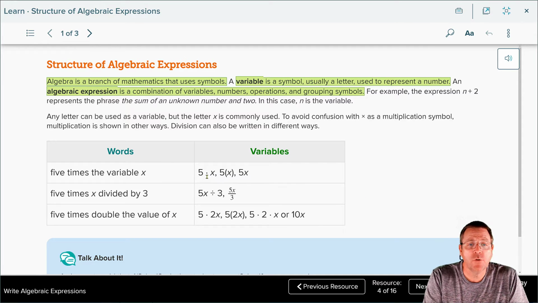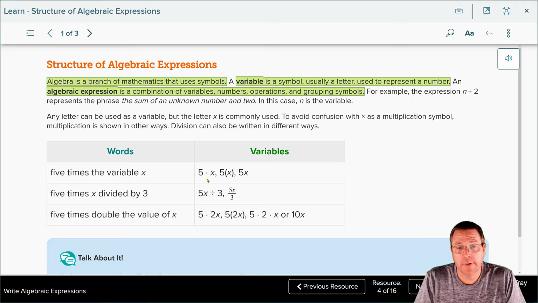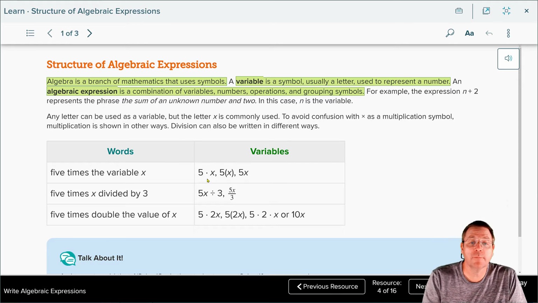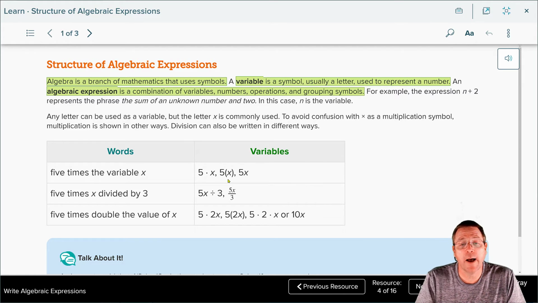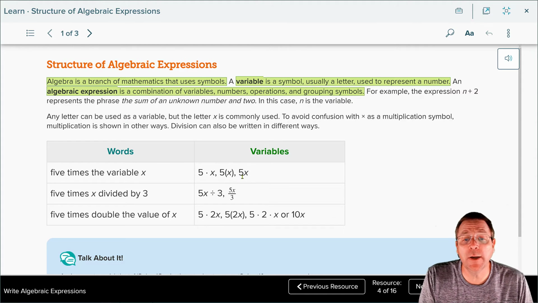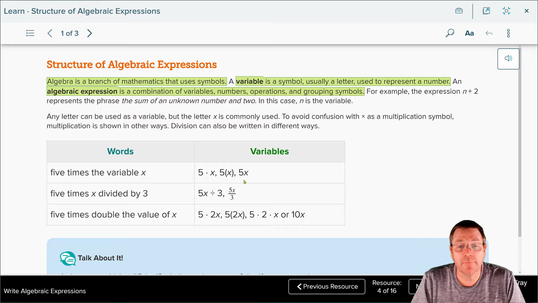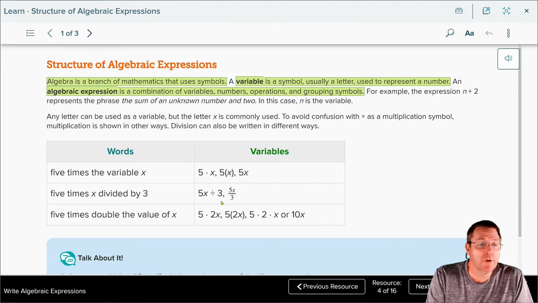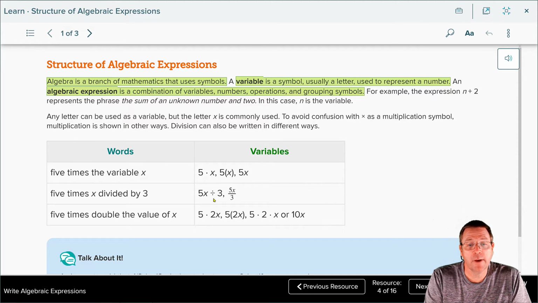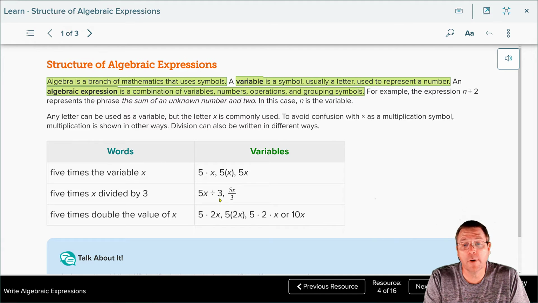As you can see right here, you can use the dot, 5 dot x is 5 times x. You can use the parentheses. 5 parentheses x is 5 times x, and you don't even have to put anything between them if it's a number and a variable, or a variable and a variable. 5x, that means 5 times x. For division, you would use 5x divided by, using the vinculum, 3, or you could write it as a fraction, 5 times x on top with 3 in your denominator.